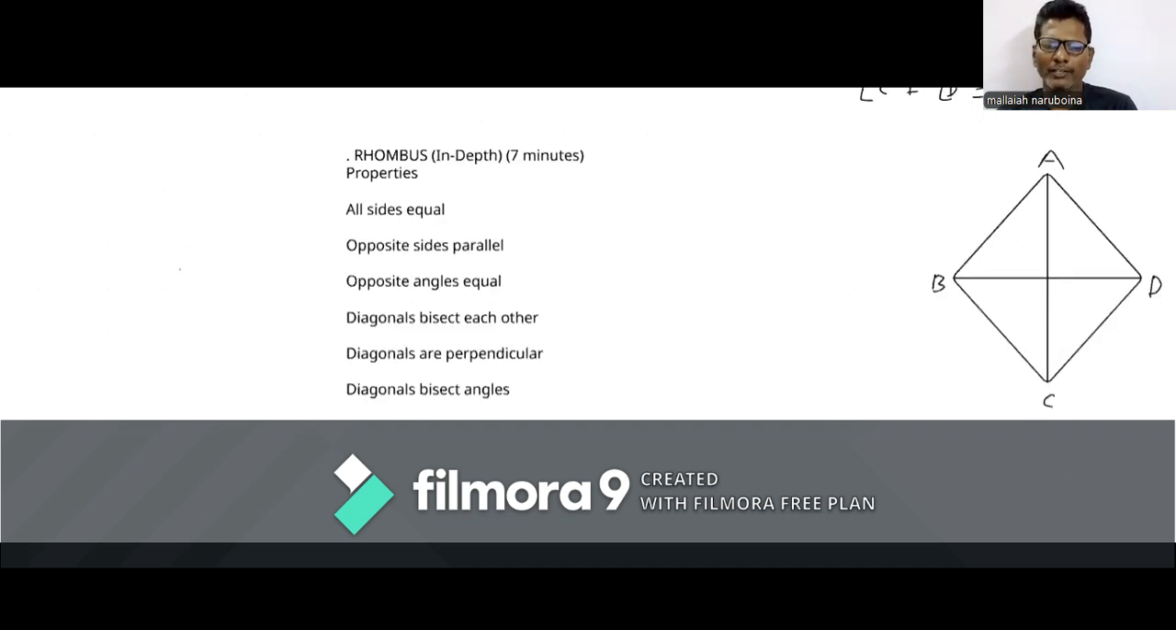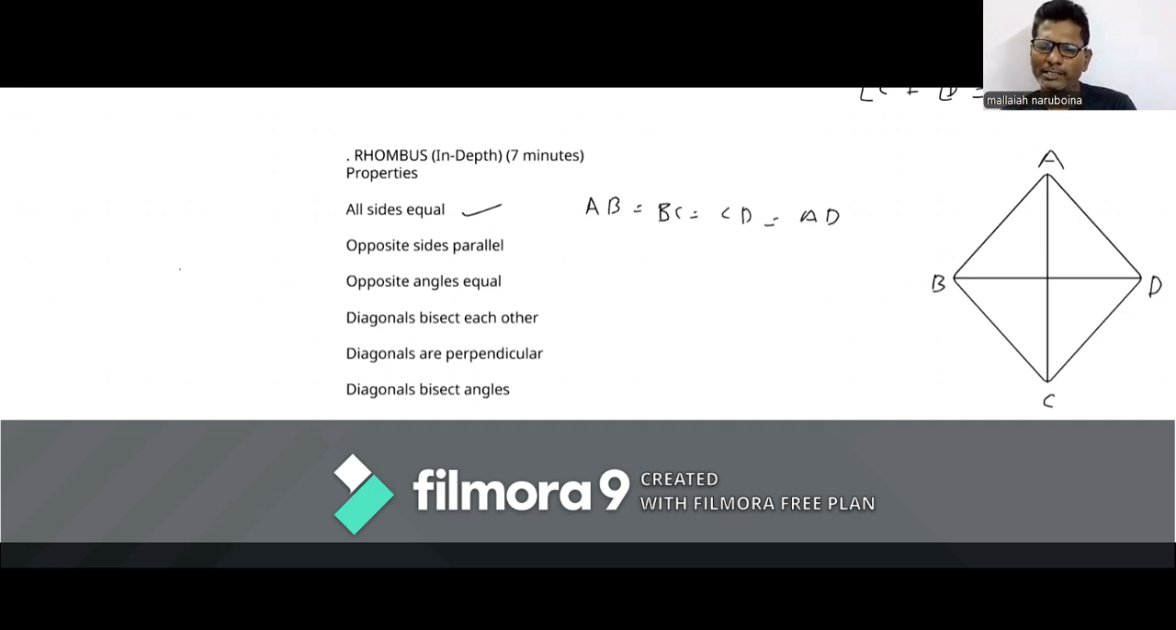Next geometrical figure is rhombus. In rhombus, all sides are equal. That means AB is equal to BC is equal to CD and CD is equal to AD. Length of all sides are equal in rhombus. That is the first property.